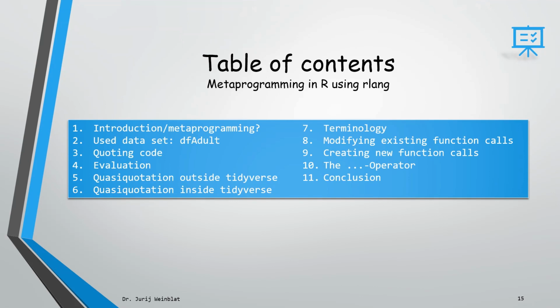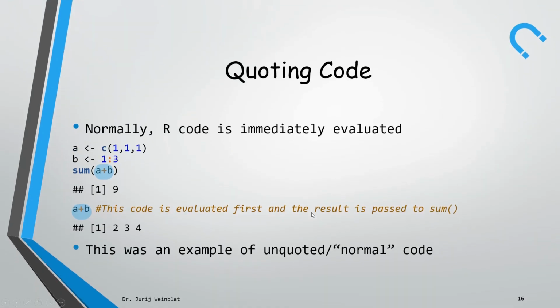In this part of the tutorial, you will learn what it means to actually quote our code. Let's have a look. But first, let's have a look at normal R code, just to explain the difference. Normal R code can look like this. You have two objects right here, A and B.